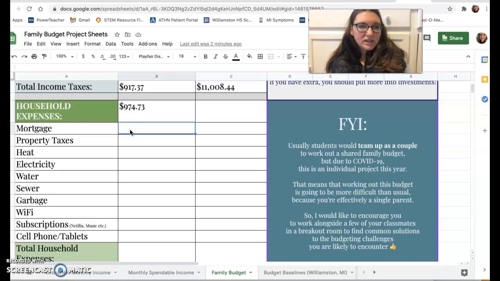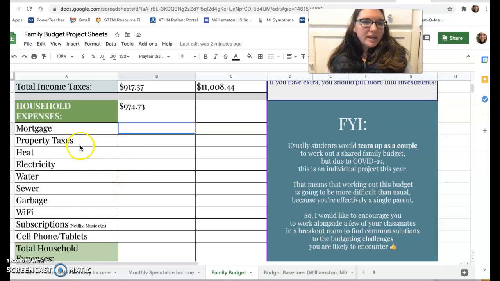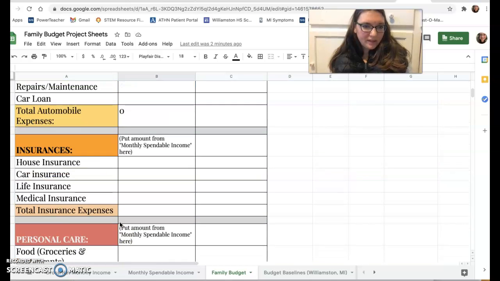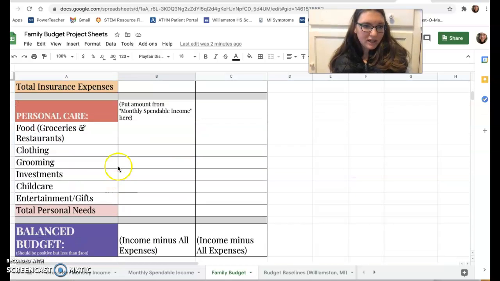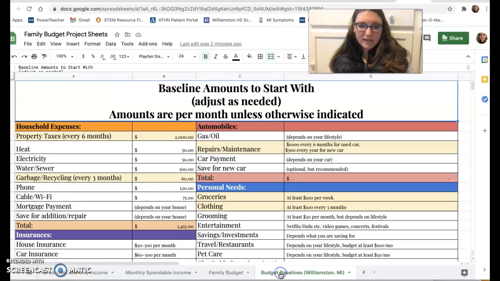So the mortgage needs to come from your slides. Property taxes is all stuff you're going to figure out with the next part of the project we're going to work on Monday, which is the last bunch of your slides. Heat, electricity, water, sewage, garbage, Wi-Fi subscriptions, etc. A lot of stuff in here is going to come from your budget baselines. This is the next tab over here.